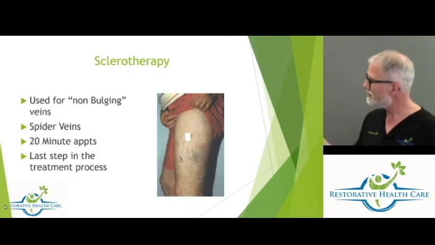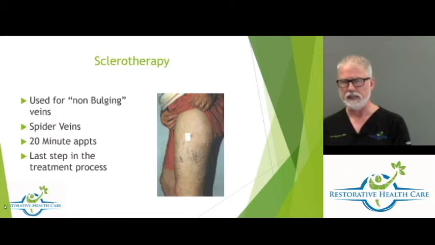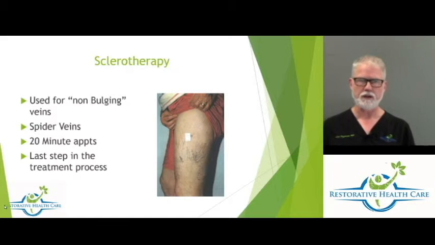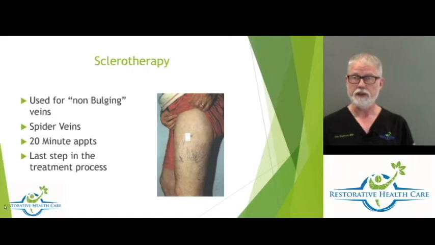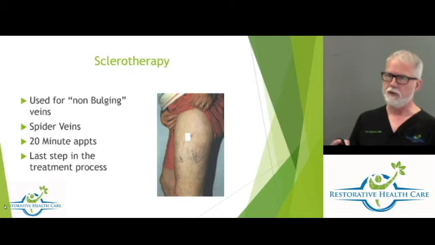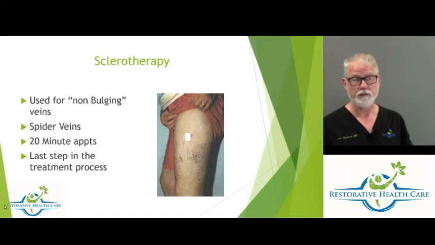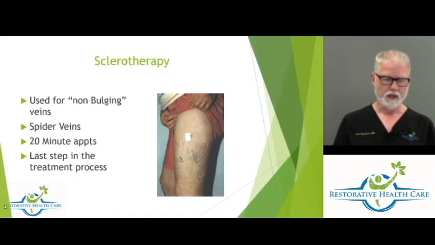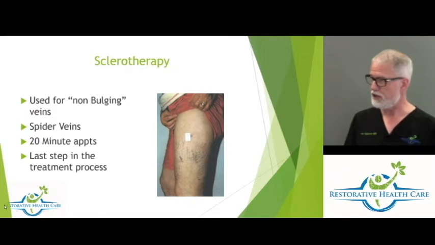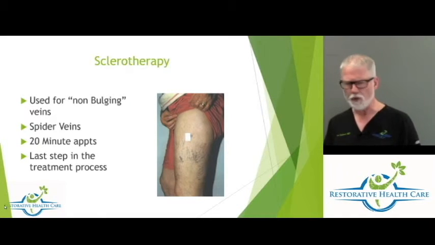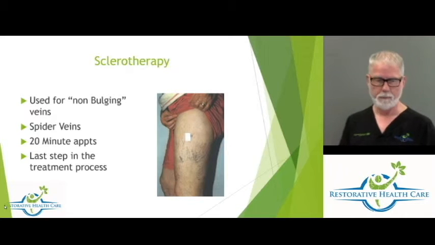And as I mentioned here, this is the last step, if you will, in the treatment process. We close off the leaky veins first with the laser or the radiofrequency catheter or the glue. And then the next step is to remove any of the bulging veins. Sometimes we can do that with the laser procedure. If there's a lot of them to do, we quite often do it as a separate procedure. And then the last step is to come in for the sclerotherapy for the vein injections, for the spider veins. So that's, again, kind of the last step of the process.